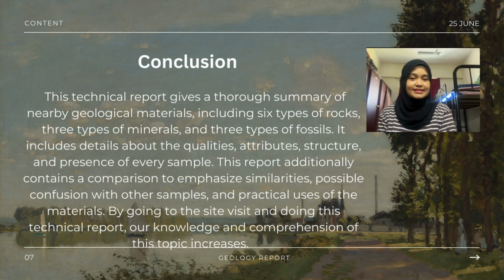In conclusion, this technical report gives a thorough summary of nearby geological materials, including 6 types of rocks, 3 types of minerals, and 3 types of fossils. It includes details about the qualities, attributes, structure, and presence of every sample. This report additionally contains a comparison to emphasize similarities, possible confusion with other samples, and practical uses of the materials. By going on the site visit and doing this technical report, our knowledge and comprehension of this topic increased.